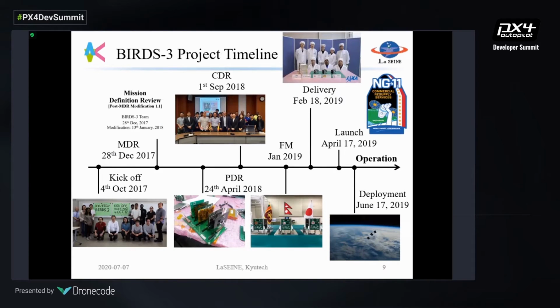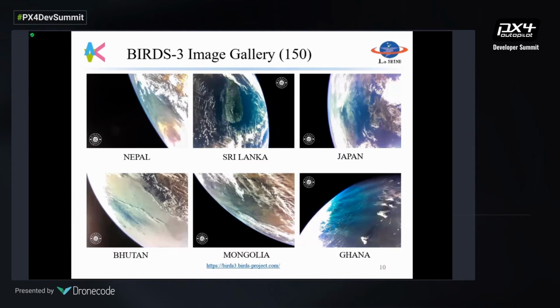This is basically a typical timeline for what a CubeSat project looks like. You can see that from kickoff to deployment, it takes around 1.5 years, and then we go into operation mode for 2 years. These are some of the images we have received from space. We have received images of Nepal, Sri Lanka, and Japan. These are the stakeholding countries. And we have collaborated with other countries to downlink their images as well using our satellites.